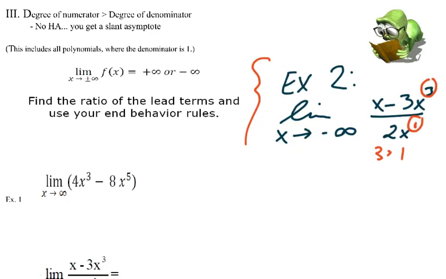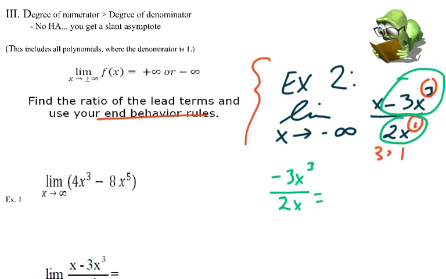So that's why we're doing this end behavior process here, because the degree of the numerator is larger than the degree of the denominator. Okay, so we have to look at the entire term in the numerator with the highest degree, which is negative 3x cubed. And we take the entire term in the denominator with that highest degree, which is just 2x. And we have to simplify this. So negative 3 divided by 2, well, that doesn't really simplify. That's just negative 3 over 2.